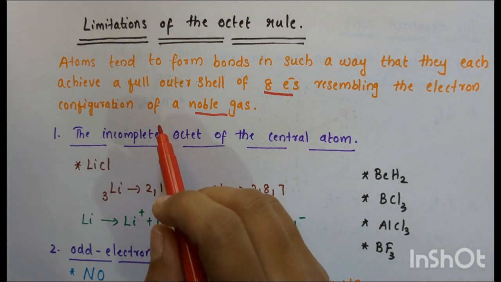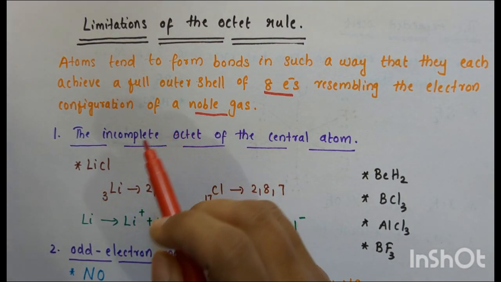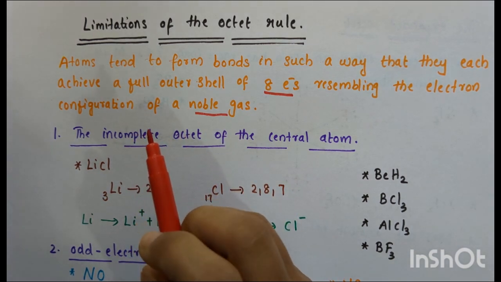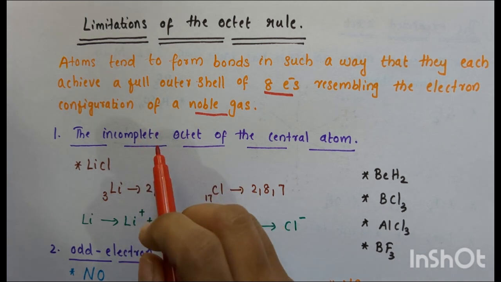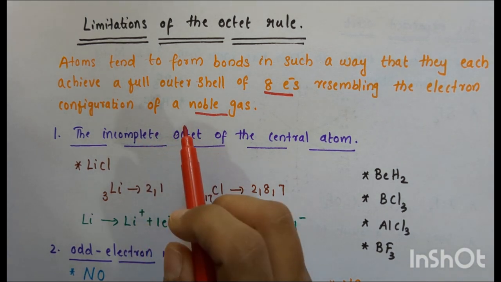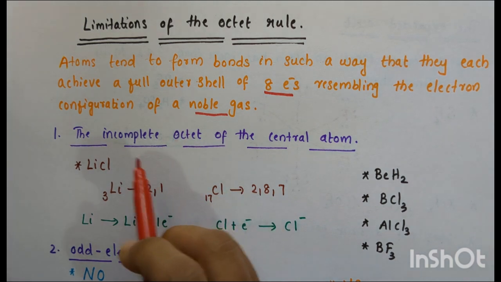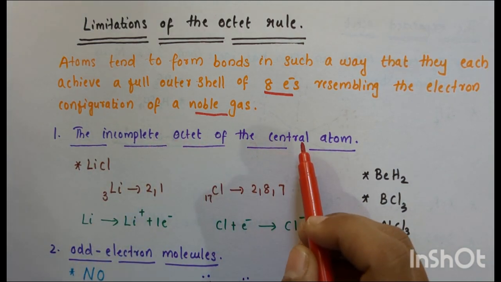Though the octet rule is useful for understanding the structures of most of the organic compounds, it applies mainly to the second period elements of the periodic table. There are three types of exceptions or limitations to the octet rule. The first one is the incomplete octet of the central atom.